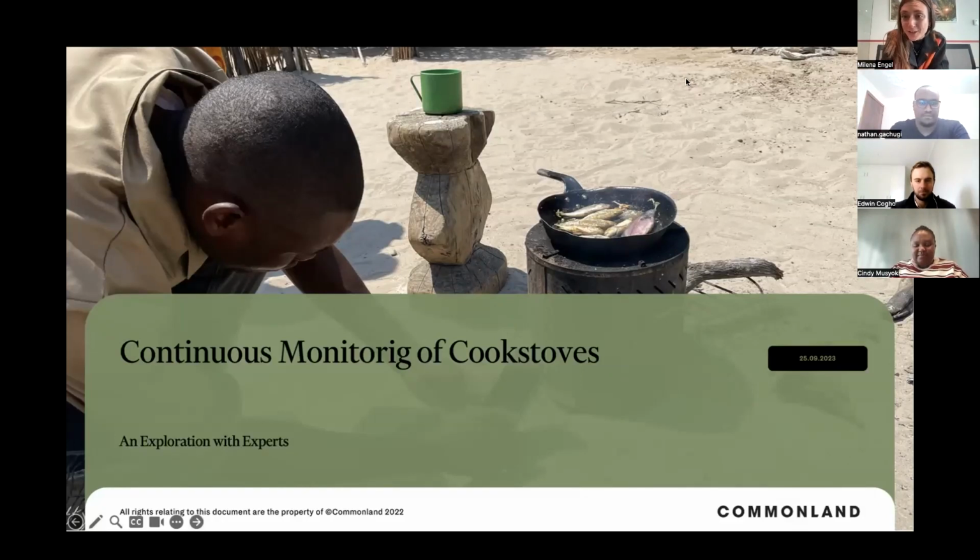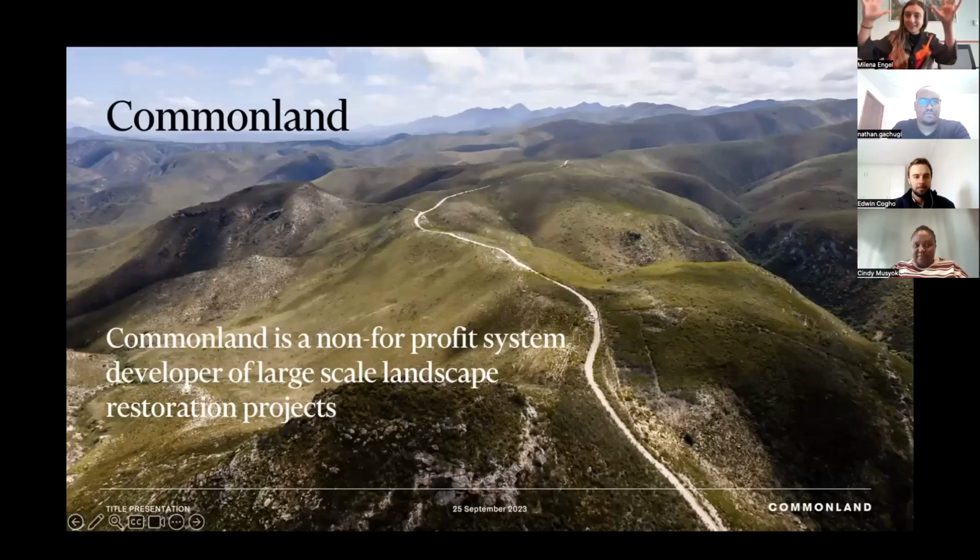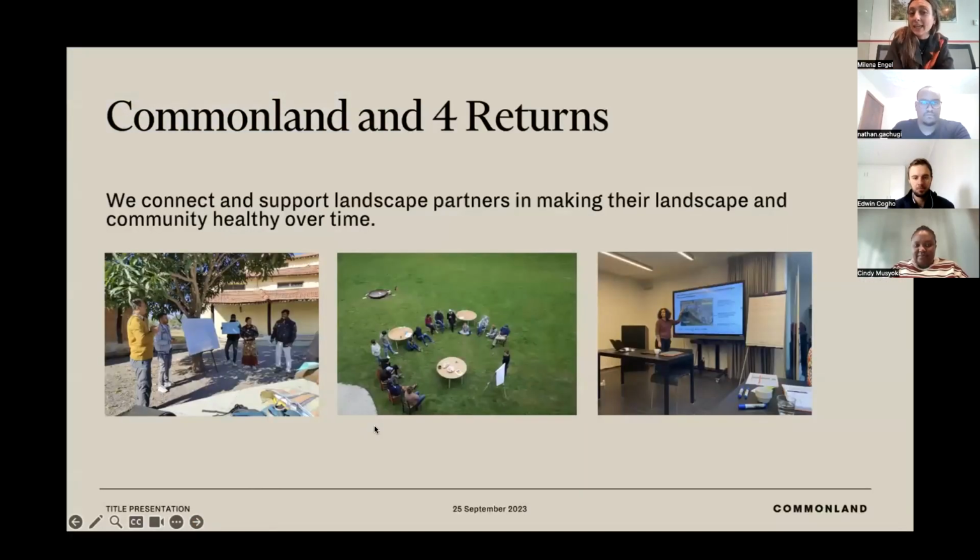Before we do this, I just wanted to give a little bit of context to why this is interesting to us at Commonland. So just a brief overview. Commonland is a non-profit system developer of large-scale landscape restoration projects. Essentially what we do is we connect and support landscape partners in making their landscapes and communities healthy over time. And we do this by using the 4 returns approach.